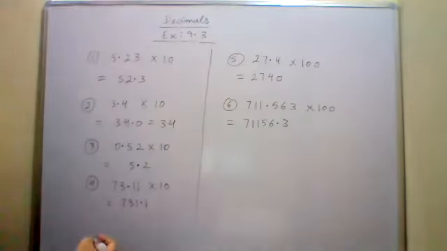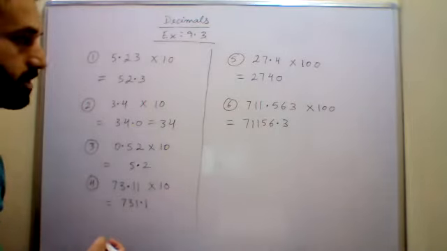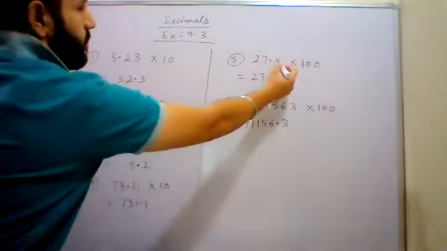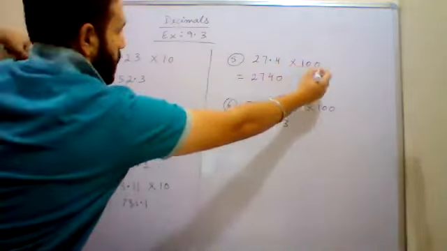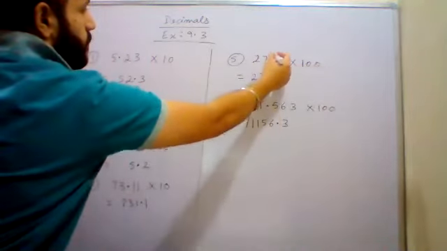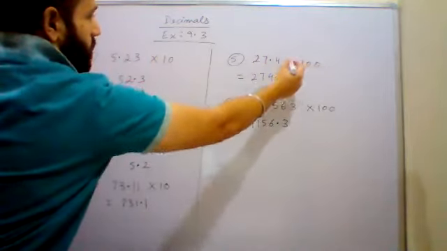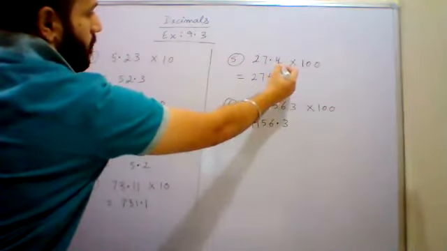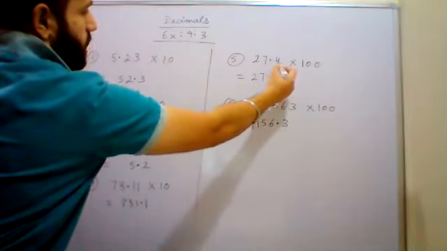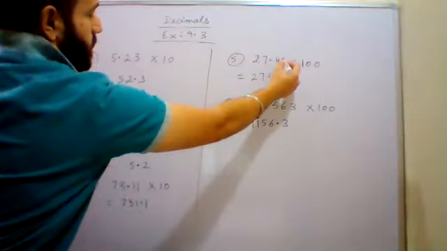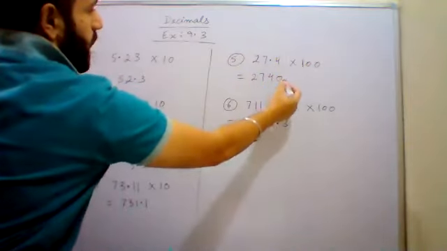Very easy to do. I hope all have understood. If you have any doubt, you can ask in the chat box. When there is only one digit in the end and you are multiplying the number by 100, the decimal will move two places. Because there is only one digit, you will move one digit easily, and for the second place, you will write a 0.